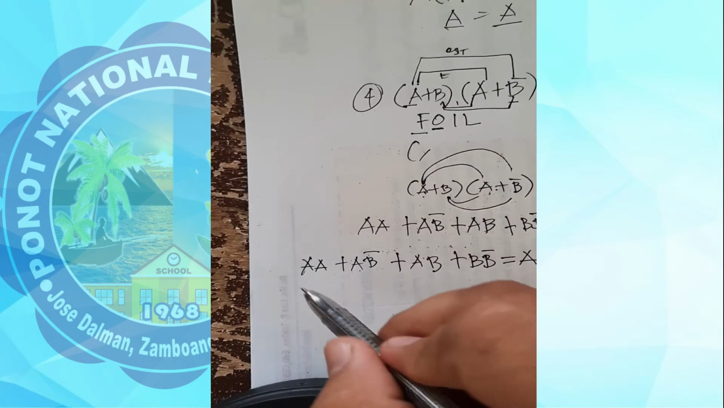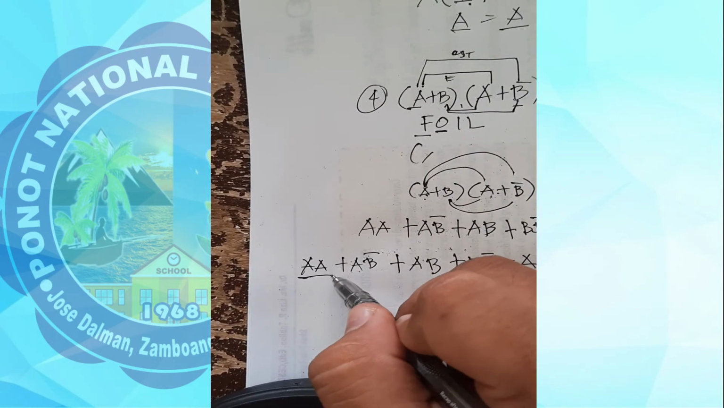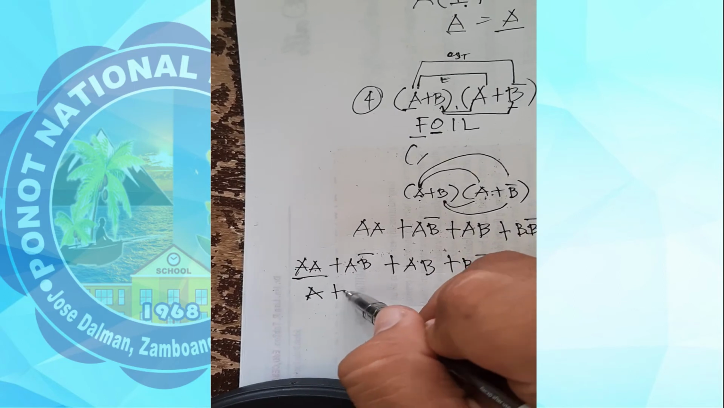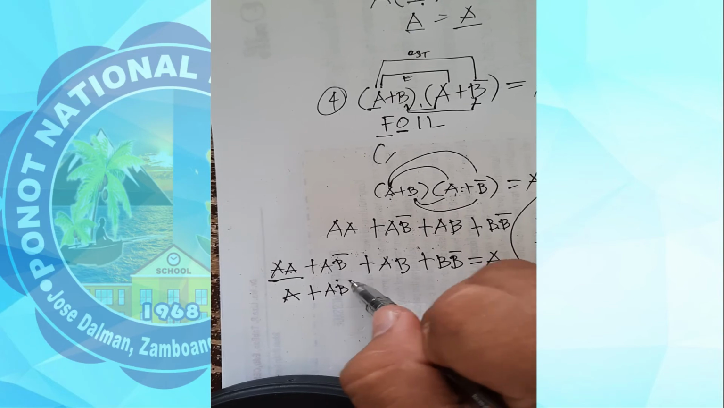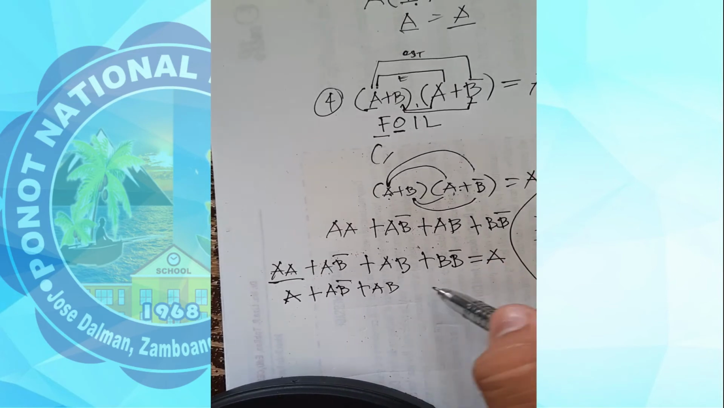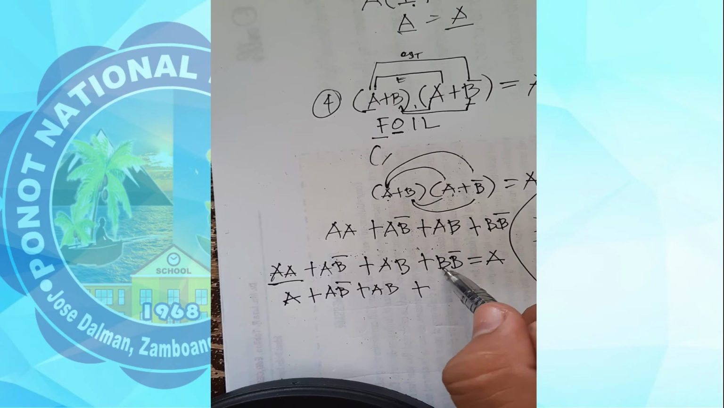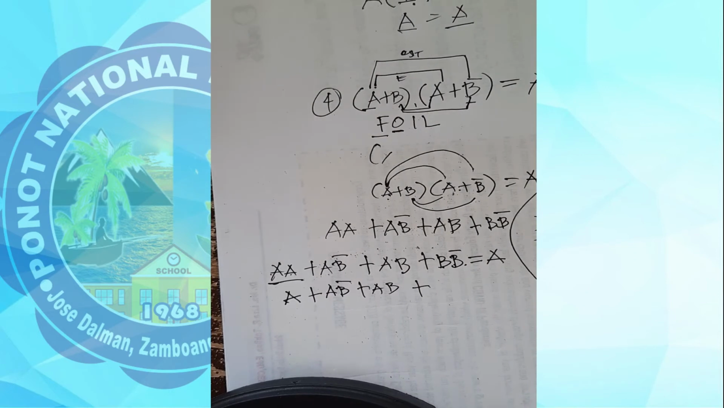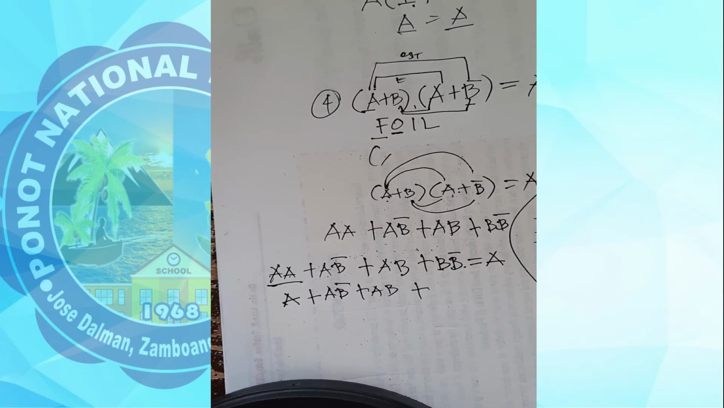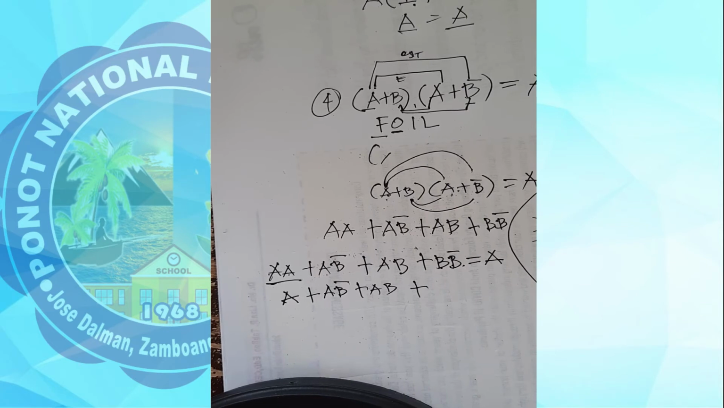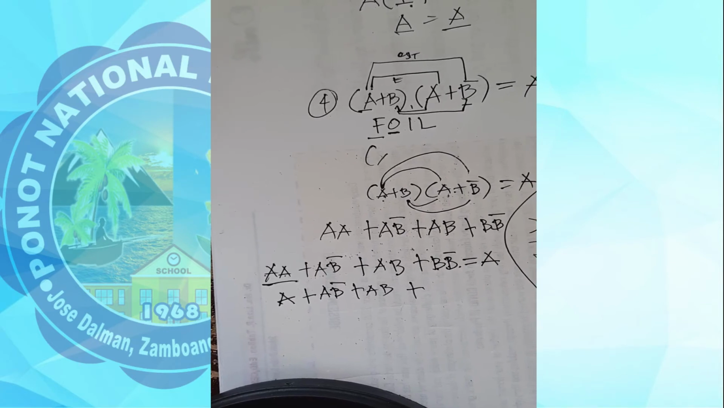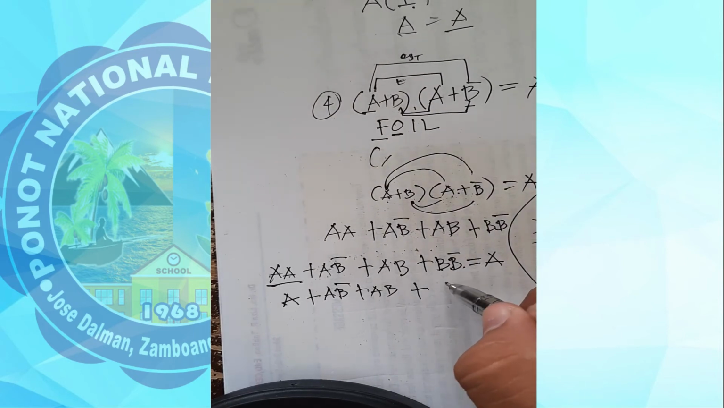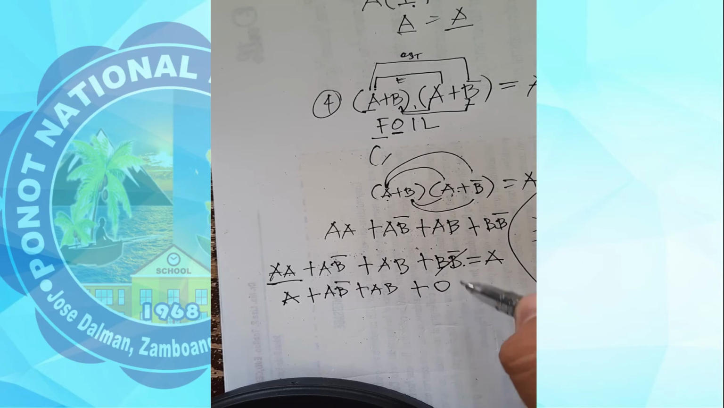Okay. So, this term, AA, let us look at the postulate again. A times A, that is A. Plus AB bar plus AB plus. What is B times B bar? So, let us check the postulate. According to the postulate, please look at your postulates. B times B bar is the same as A times A bar. And that will give us the value of 0.